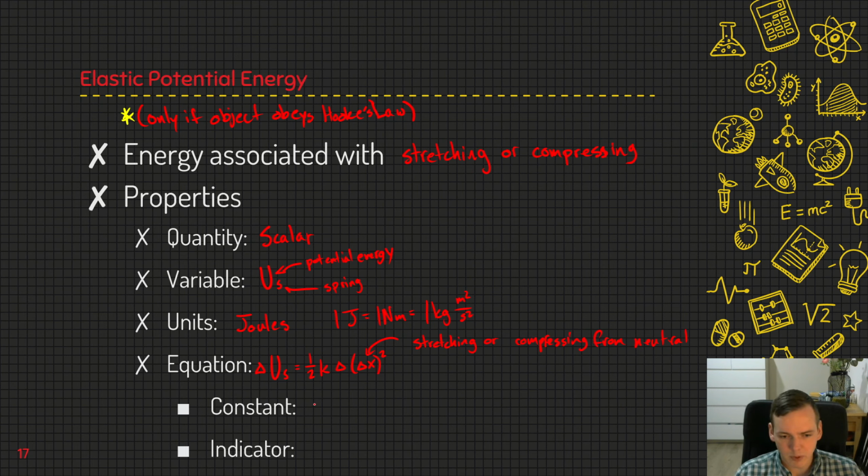The constant in this example is the 1/2 k, and the indicator is the delta x squared. So in other words, the stretch squared. And I'm using that stretch word lightly. It could also be the compression. But if you square how much you've stretched or compressed it by, that's your indicator. So if we see that it has stretched or compressed by a different squared amount, we'll expect a change in energy. This is very similar to kinetic energy in that if I go from being 10 centimeters stretched to 10 centimeters compressed, there's no change in the energy of that system. Those have equivalent amounts of energy.